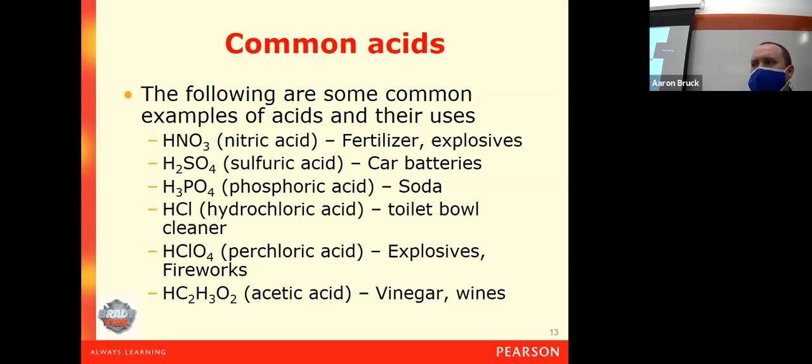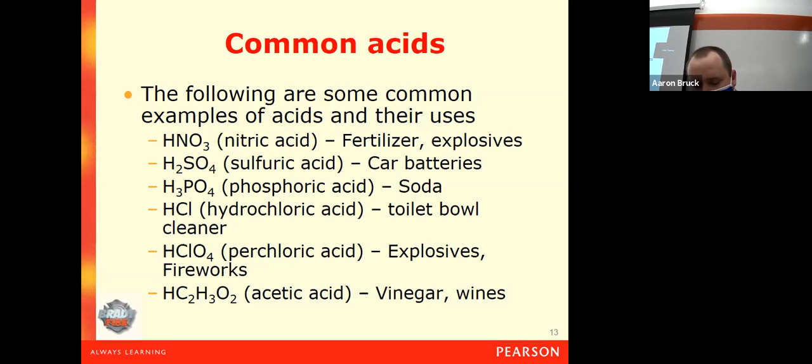We're going to conclude this preliminary discussion of acids by talking about some common acids, things that you've probably encountered somewhere along the line, and whether you didn't realize it or you just didn't know, there are some common acids that play relatively common roles in how we live our lives. So here are some of the most common ones.